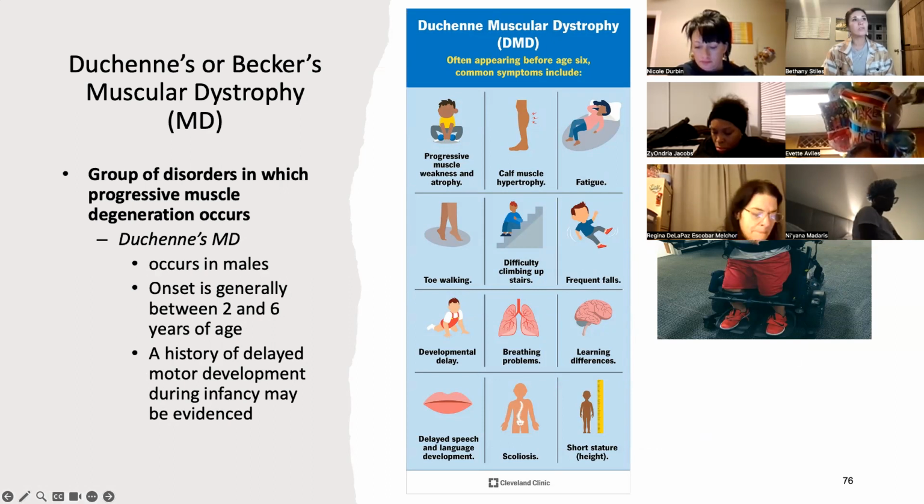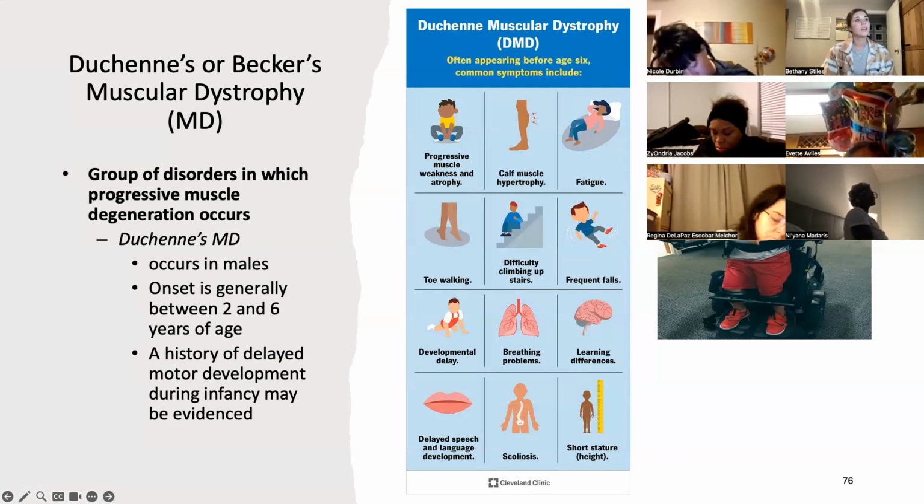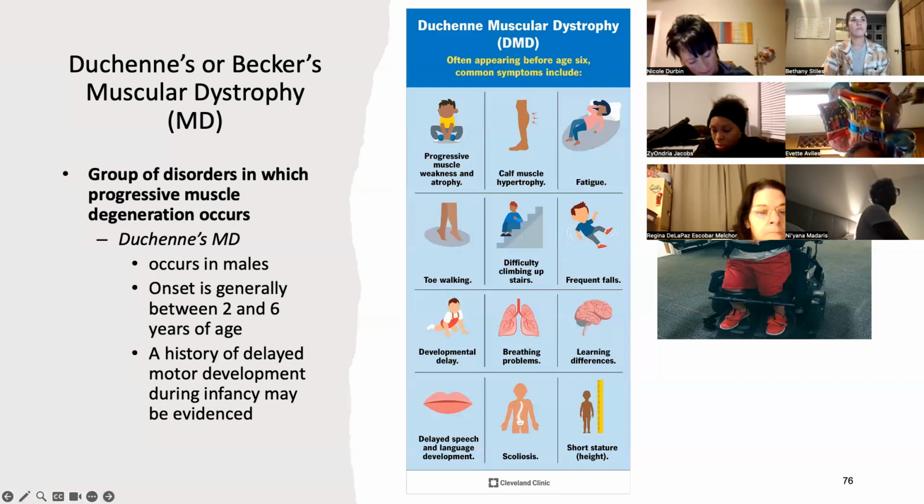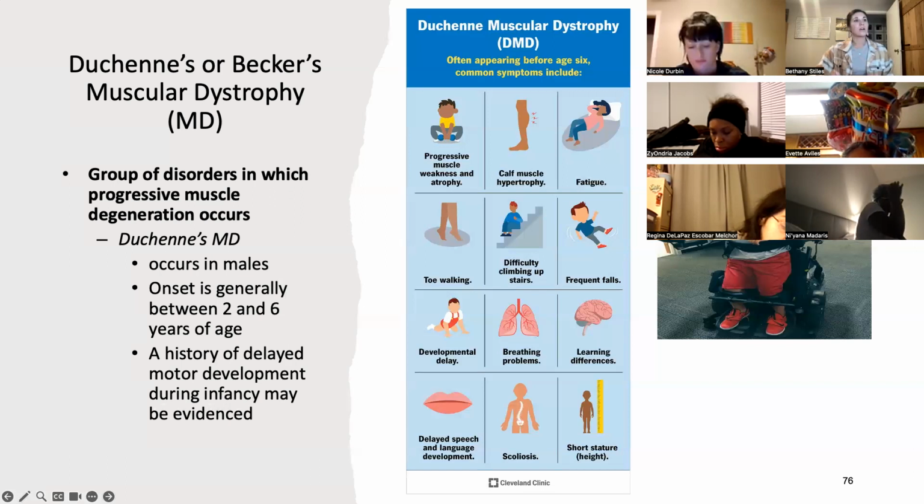However, their calf muscle is going to be hypertrophied. You're going to see them walk on their tippy toes. They're never going to drop their heel and walk flat-footed. They have trouble climbing upstairs. They're going to fall a lot, be fatigued. As the disease progresses, you can get into things like breathing problems. Also see scoliosis, short stature in these patients.